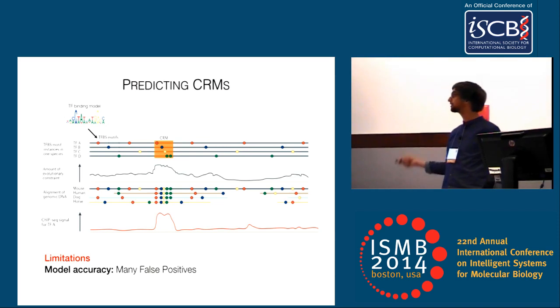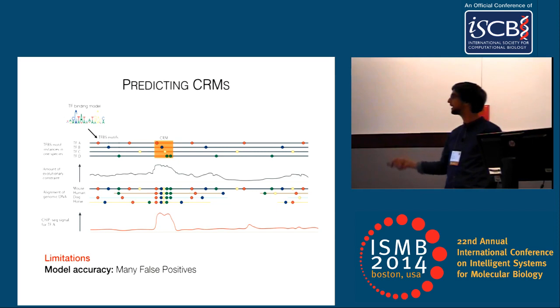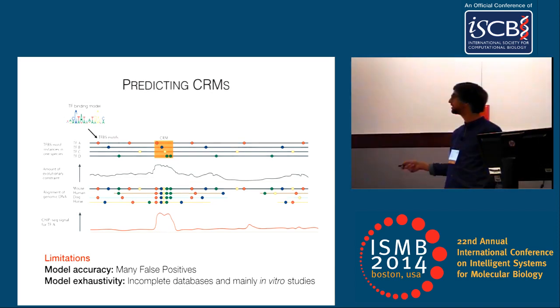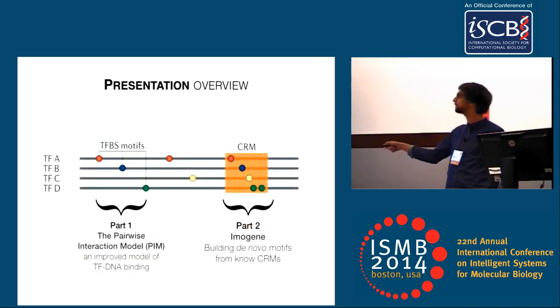And here I'm going to focus on two limitations of this approach. First, the limitation about the kind of model that you use, so the model accuracy in the prediction of binding sites. And I will then talk about model exhaustivity, the fact that here I showed you using known models, but we don't know all models, and there is a need for de novo approaches. So this is the two parts of my talk.